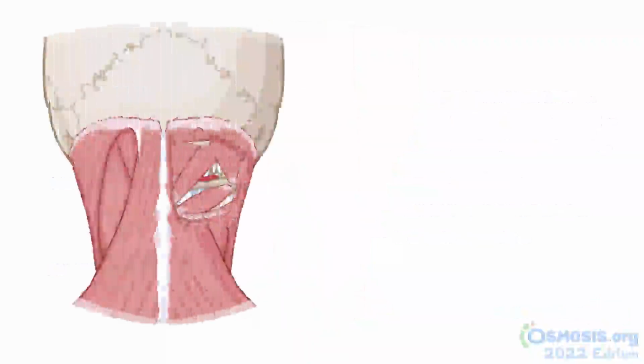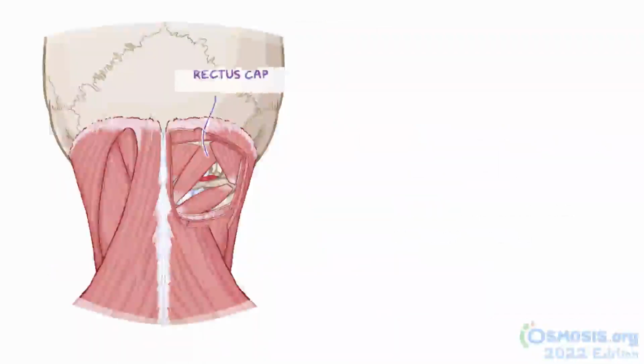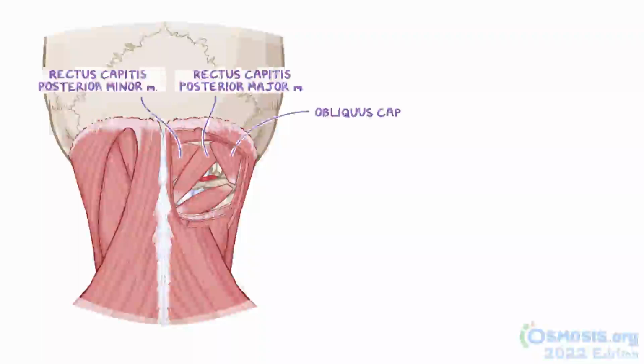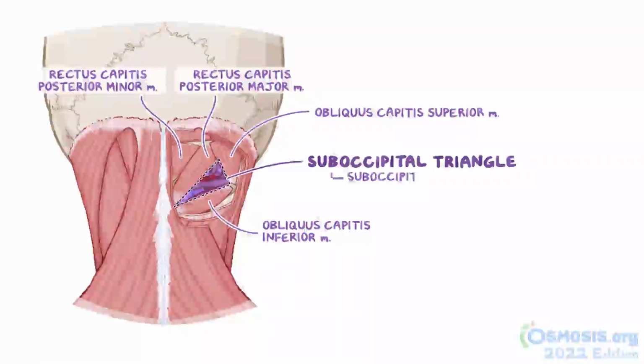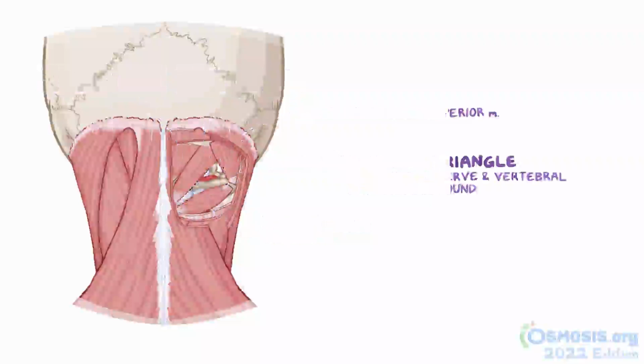Alright, as a quick recap, the suboccipital region houses 4 muscles: rectus capitis posterior major, rectus capitis posterior minor, the obliquus capitis superior, and the obliquus capitis inferior. Now, the rectus capitis posterior major muscle, obliquus capitis superior muscle, and the obliquus capitis inferior muscle form the boundaries of an area called the suboccipital triangle. The suboccipital nerve and vertebral artery can be found within this triangle.